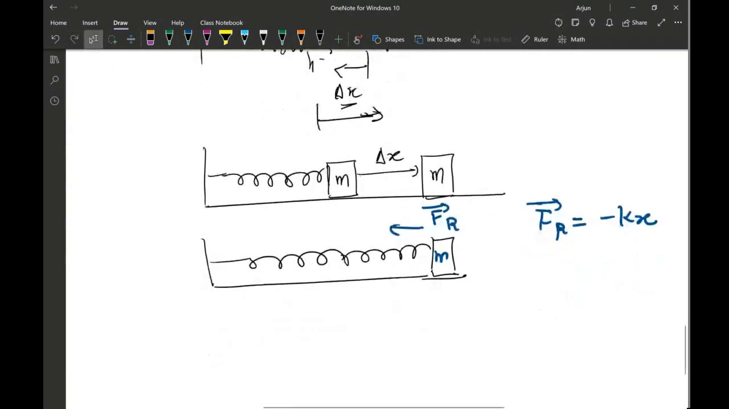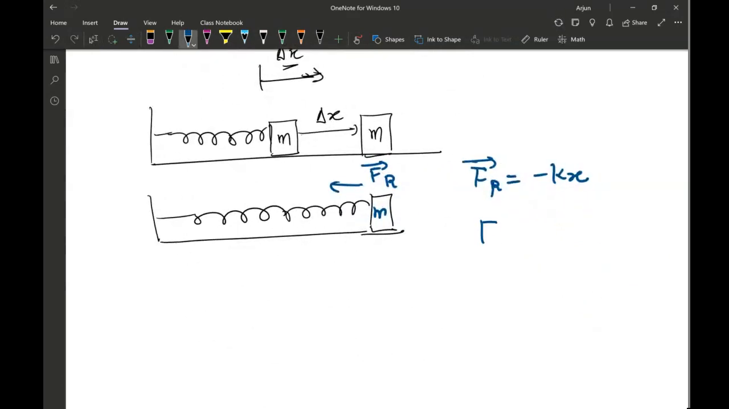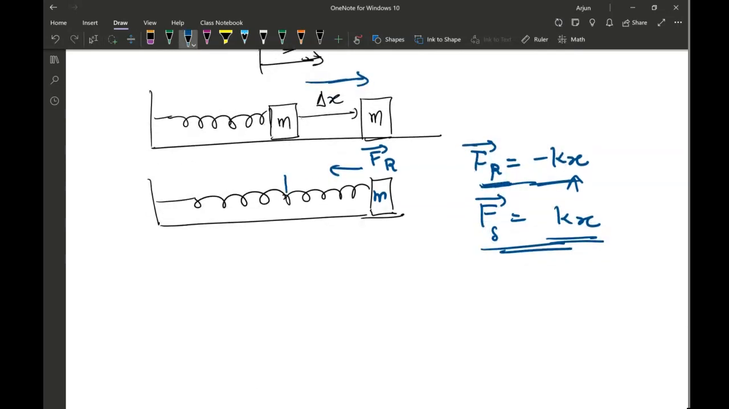Now please don't confuse yourself when you see different books. Sometimes you are given spring force F equal to kx, and sometimes it will be given as negative kx. So negative means it's just a restoring force. Fs is the spring force, the force you actually applied to move it in the forward direction. This is a forward force, so we took it as positive, and this is negative because the restoring force always acts in the opposite direction to the applied force. So this was the equilibrium condition.